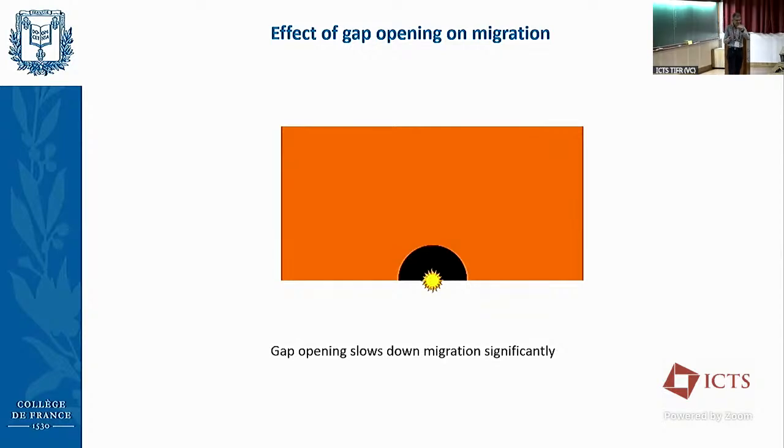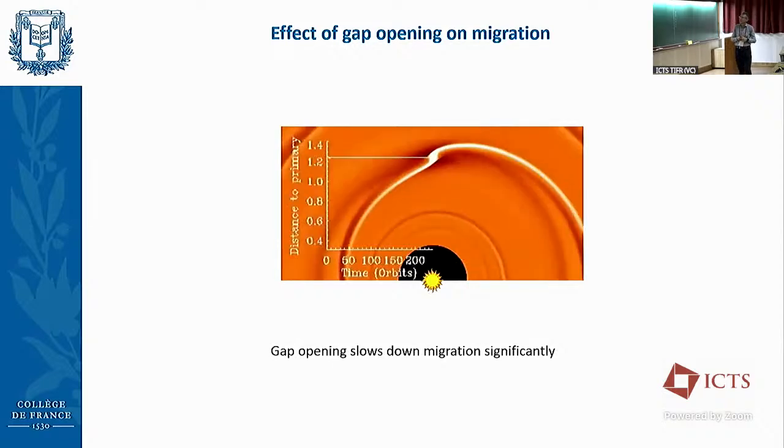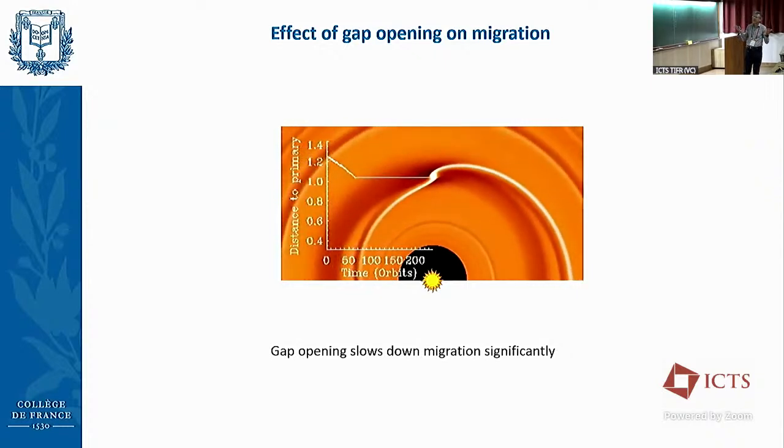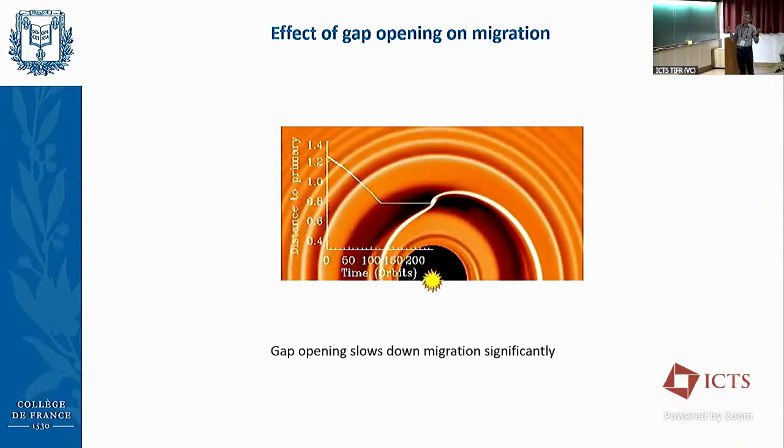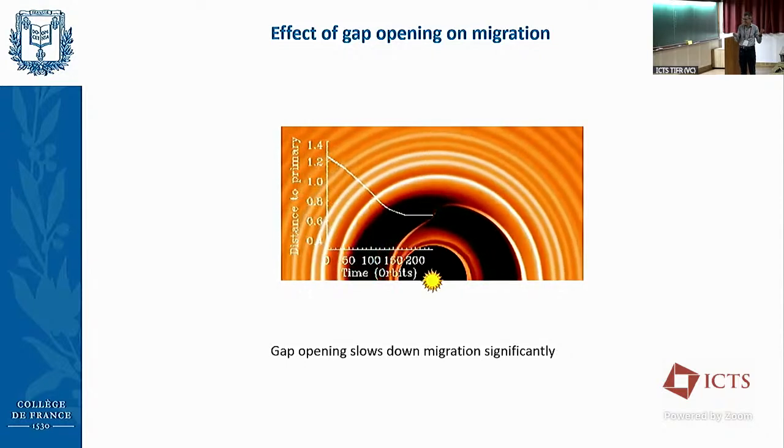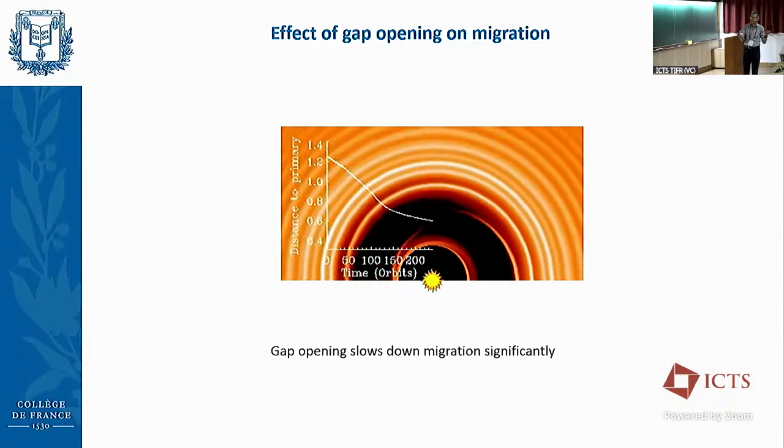The planet at the same time is opening a gap. And so you will see the effect of gap opening clearly. So the planet initially is moving by type 1 migration. At the same time, it's opening the gap. Now the gap is open, and you see that its migration is still inward, but slows down considerably. So the effect of gap opening slows down migration. Does not block migration, does not reverse migration, but slows down migration.